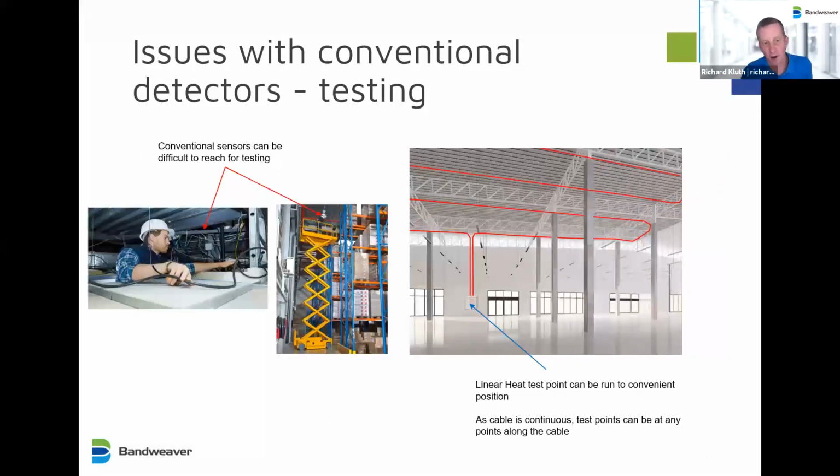Similarly, for testing of devices, in some cases it can be very difficult to get into confined spaces. You've got multiple units you need to test, or you need to get up at ceiling level, and it can be quite a difficult task. With the fiber optic linear heat detection, as we said, you have measurements all along the length, so you can bring your test port down to a convenient level where you can test at ground level.